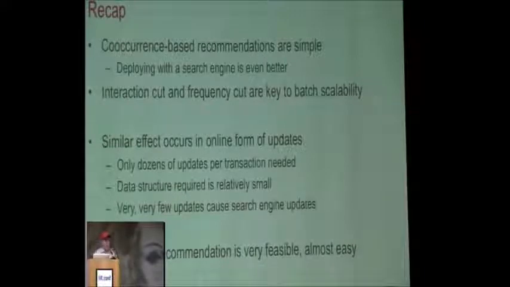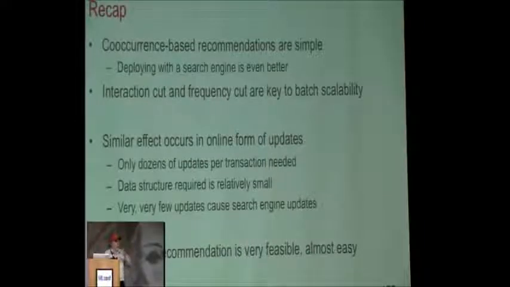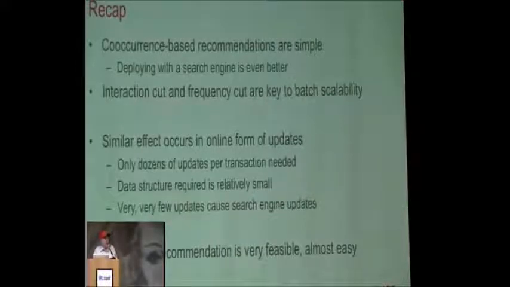So, recap. Co-occurrence-based recommendations are simple. You can deploy them almost no matter who you are on a weekend with stuff you find around the house. You can put it on a Raspberry Pi if you like. It's easy. You laugh. Somebody's done that. I won't say who. You can also do this interaction cut and frequency cut, and that's the key to scalability, both in batch and real time. The same things that give us the bounds in batch lead to the same bounds in real time, and fully online recommendation is not only feasible, but it's easy. And that's what it's all about.